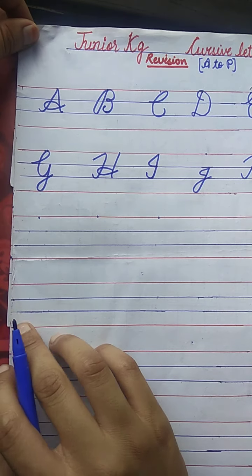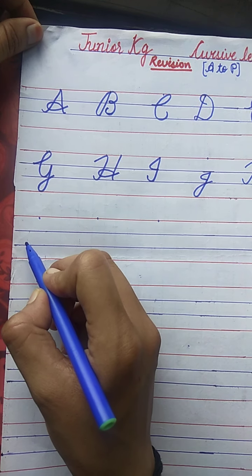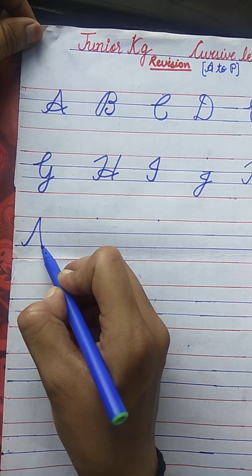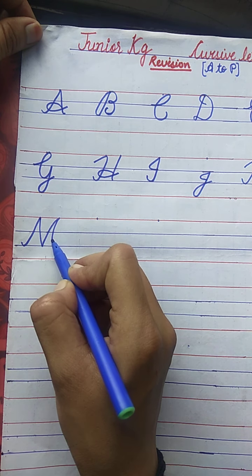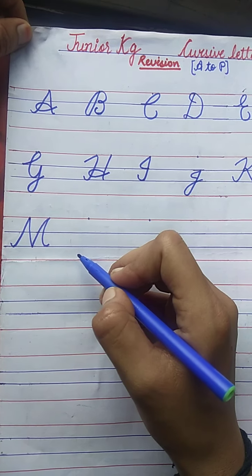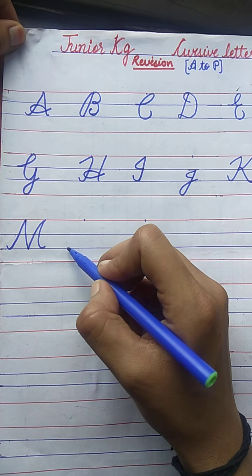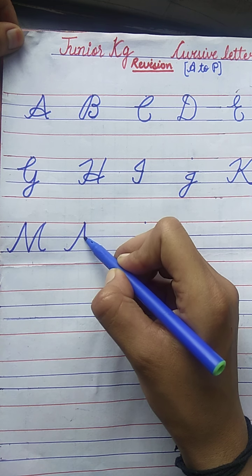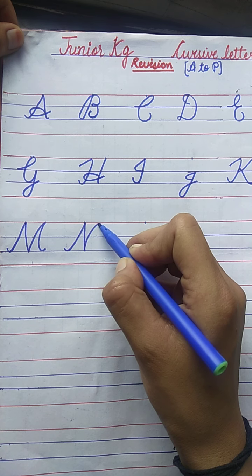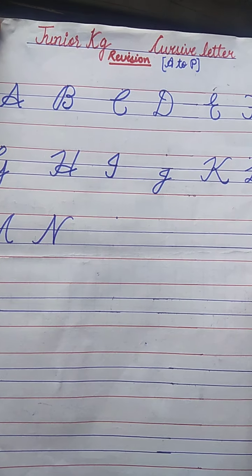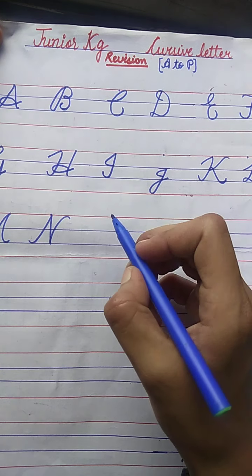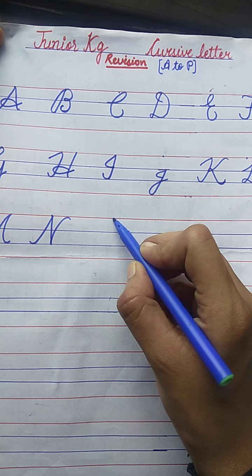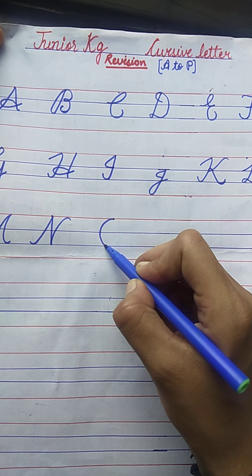M. M for monkey. See here, put your pencil on the blue line, draw a slanting line, one more slanting line, one more, and this is last. And M for monkey. Now the next letter is N. N for nest. A slanting line, one more slanting line, and this is last slanting line. N for nest. What is the spelling of nest? N-E-S-T. Nest.